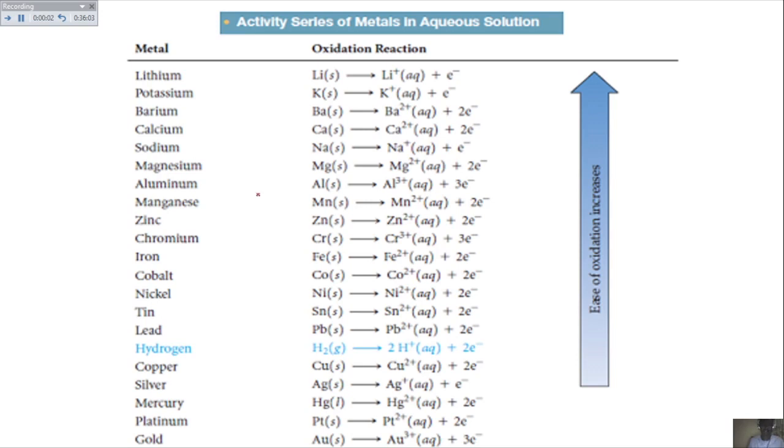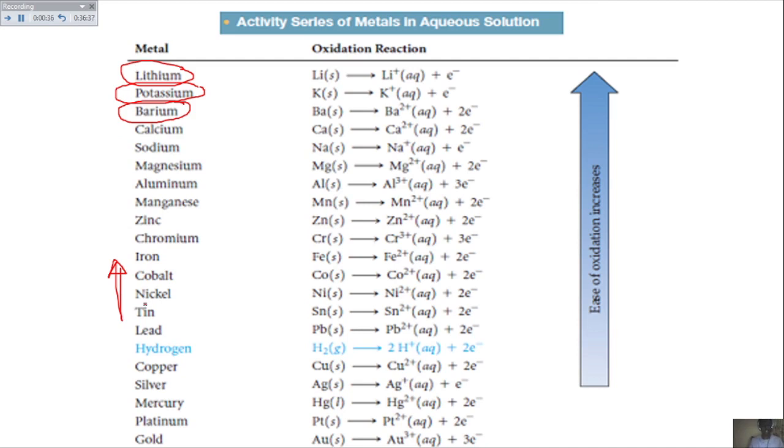Now this is the table. This particular table is the activity series of metals in aqueous solution. It's showing here the reactivities of all these metals. Lithium is more reactive than what? Potassium. Potassium is more reactive than what? Barium. And what happened? Any of these metals that is above hydrogen can displace hydrogen ion in acid to produce hydrogen gas. Any of them that is above it, this one is more reactive.